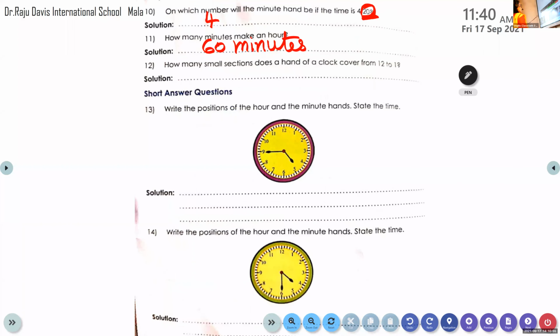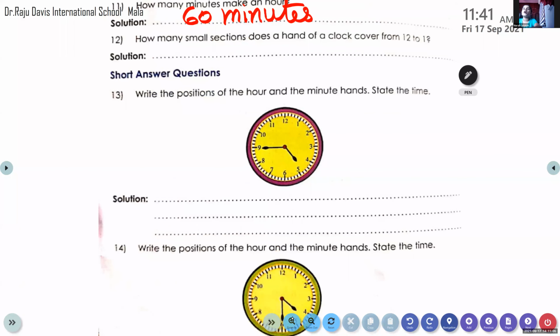Read it, my dear. How many small sections does a hand of a clock cover from 12 to 1? For reaching from the number 12 to 1, how many small lines does it have to pass through? 4. Yes, 4 lines are there in the middle, isn't it? It has to reach 1.